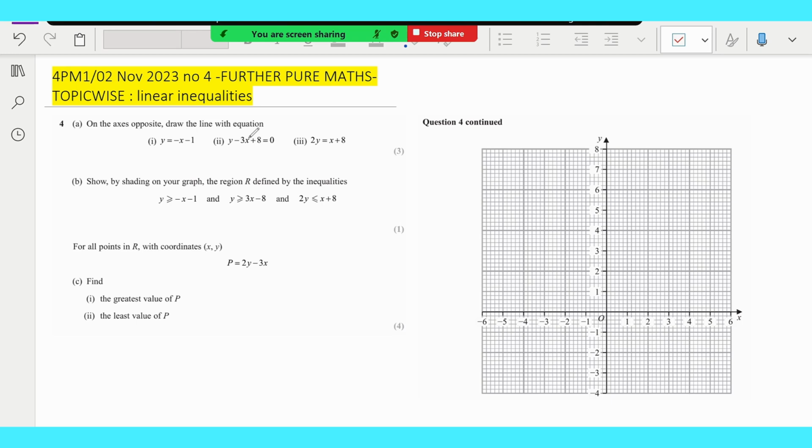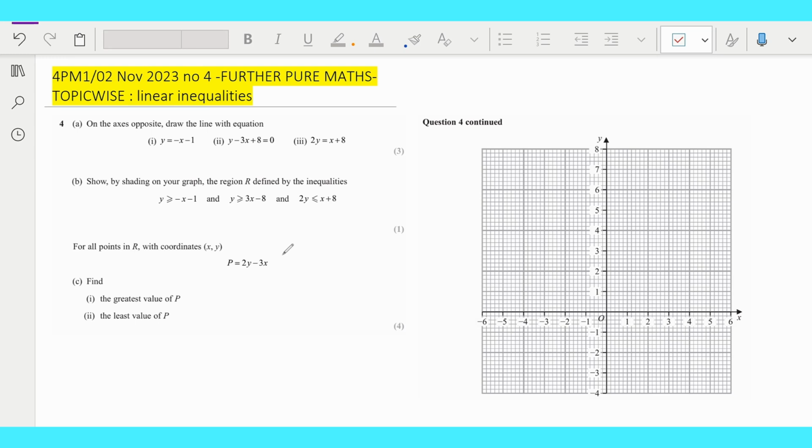Part 2, y minus 3x plus 8 equals 0. Part 3, 2y equals x plus 8. So this is the graph given for you. Let's start doing it. If you have this paper printed out, it will be good for you, and you can draw on paper. So pause this video if you need some time to work it out, and let's see the discussion now.